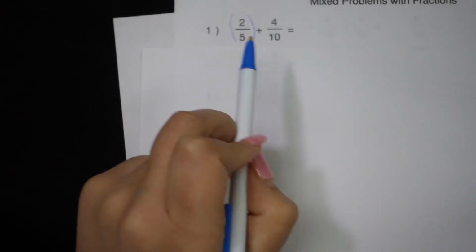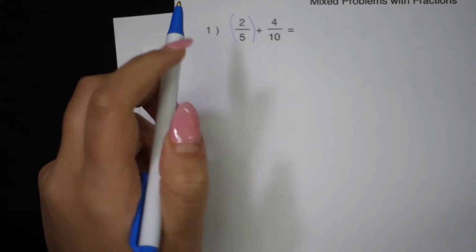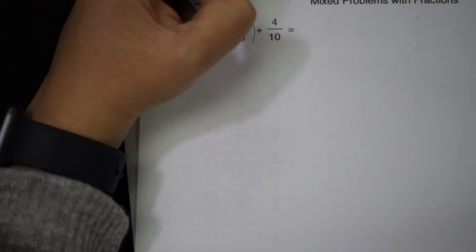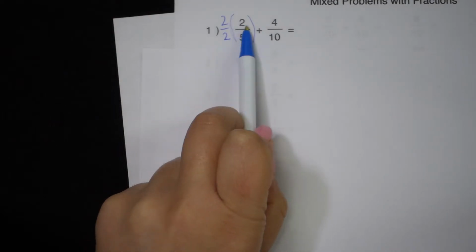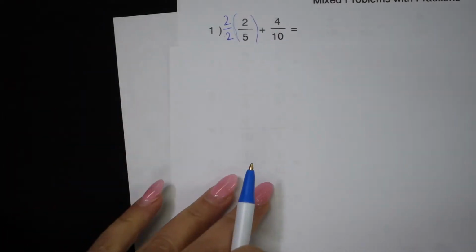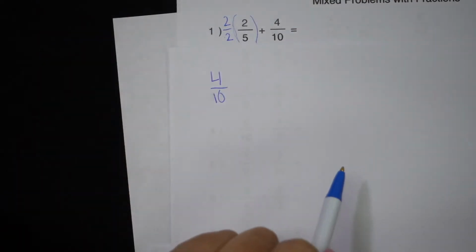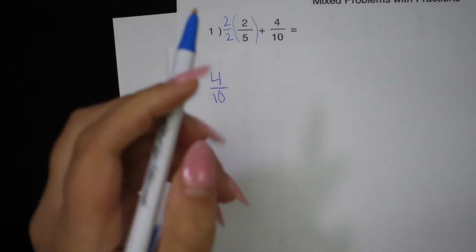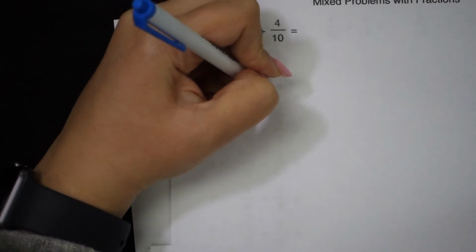What are we going to do? What number times 5 gives us a value of 10? It's 2, right? So what we have to do is multiply this number by 2 on the top and 2 at the bottom, because whatever you do at the bottom, you have to do to the top too. So now what do we have? We have a value of 4/10, right? Because 2 times 2 is equal to 4 and 2 times 5 is equal to 10. So 4/10 plus 4/10 gives us 8/10.